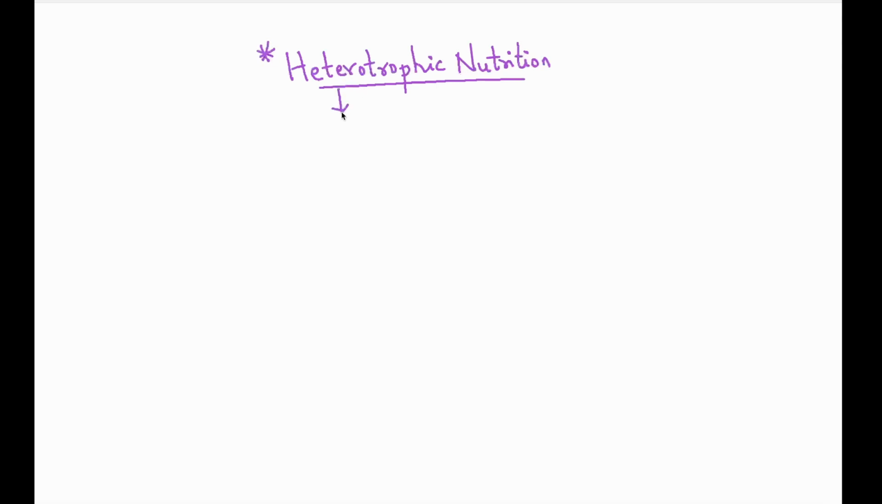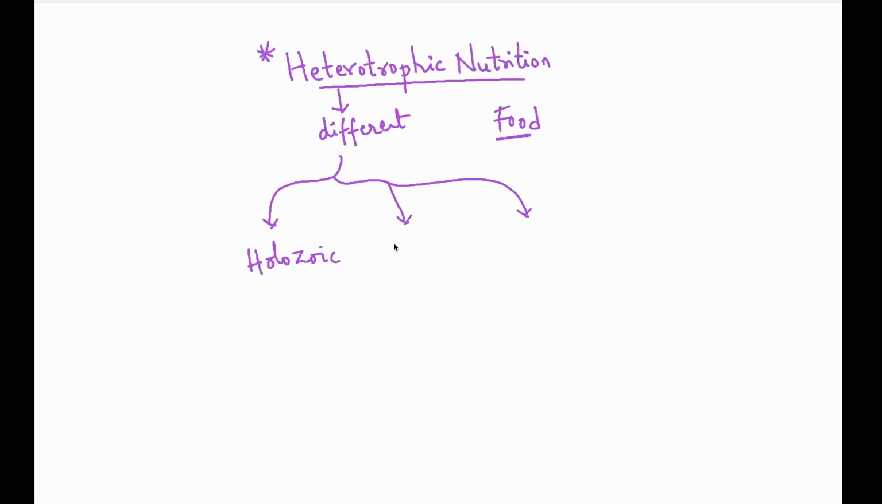The second mode of nutrition is heterotrophic. So hetero means different, meaning these organisms are actually depending on other plants or animals for their source of food. Now heterotrophs are again classified into three different kinds. So first one is Holozoic nutrition. Then we have saprophytes or saprophytic nutrition. Finally, we have parasitic nutrition. So these are the three distinct classes under heterotrophs, and we'll be studying one by one.